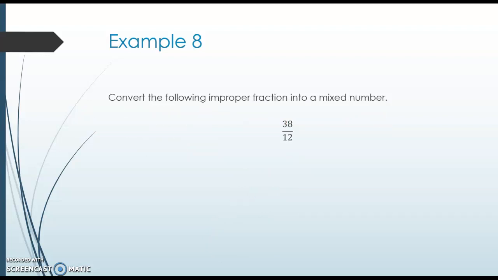All right, and then our last one. How do we go the opposite direction? How do we convert the following improper fraction into a mixed number? First off, notice that 38 and 12, 2 can divide into both. We can go from this one here, but I'd highly suggest making sure you're already in a simplified form before taking it into a mixed number. So 38 divided by 2 is going to give us 19. And 12 divided by 2 is 6.